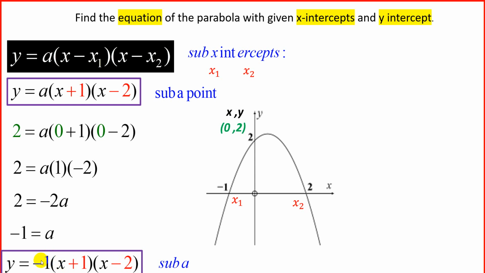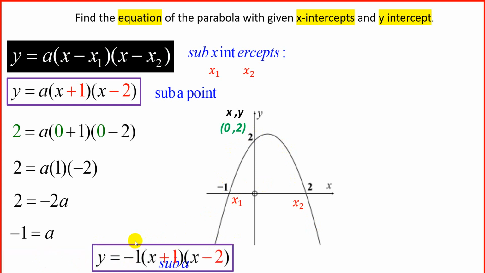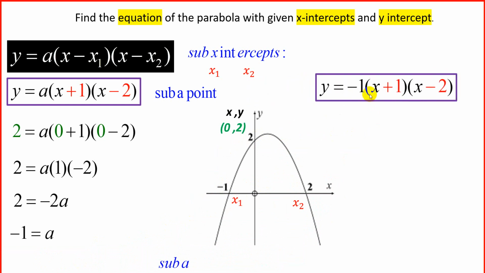Quickly check, we should be seeing a sad face. a is negative, and the x-intercepts are -1 and 2. Now, the next thing we're going to do is take this equation and multiply it out.